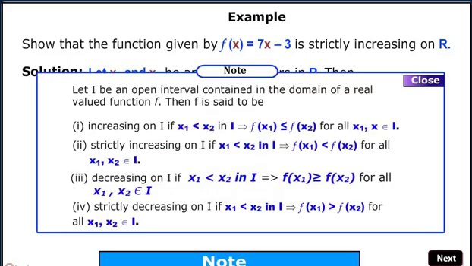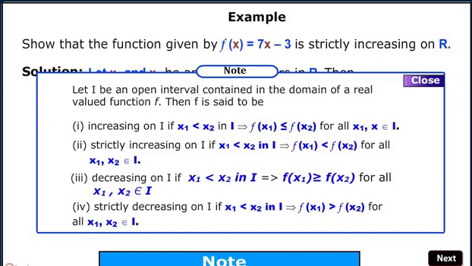Note that, let I be an open interval contained in the domain of a real valued function f. Then f is said to be: number 1, increasing on I if for x1 less than x2 in I, f of x1 is less than or equal to f of x2 for all x1 and x2 belonging to I.